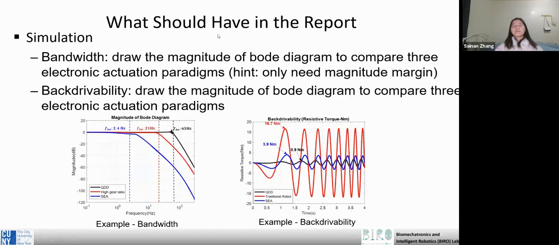And what you should deliver as figures: first is the bandwidth, comparing the three actuators, and then the backdrivability. The hint is you will only use the magnitude margin in the Bode figure.